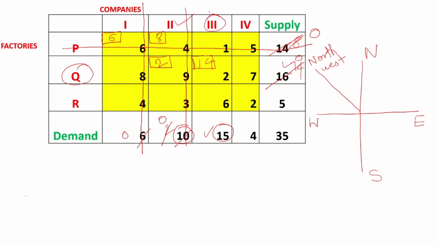And column wise also, if you see, column 3 has got 14 out of 15. So here only 1 will remain. And whichever row or column has become 0, that you have to cancel. Now in this case, row has become 0, row Q. So cancel it. Since it has become 0, it won't be considered in further calculation.